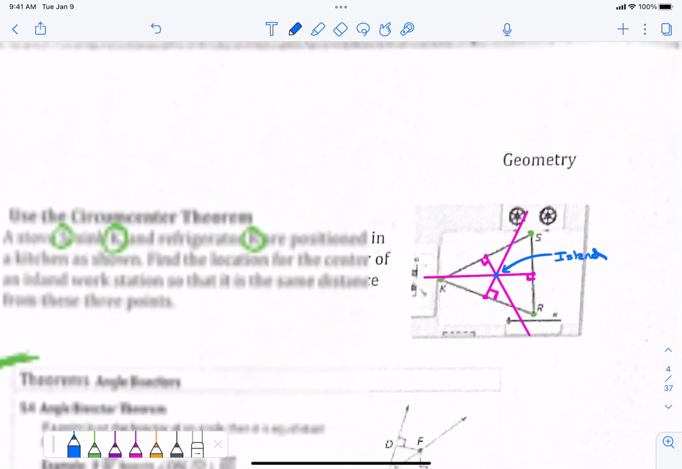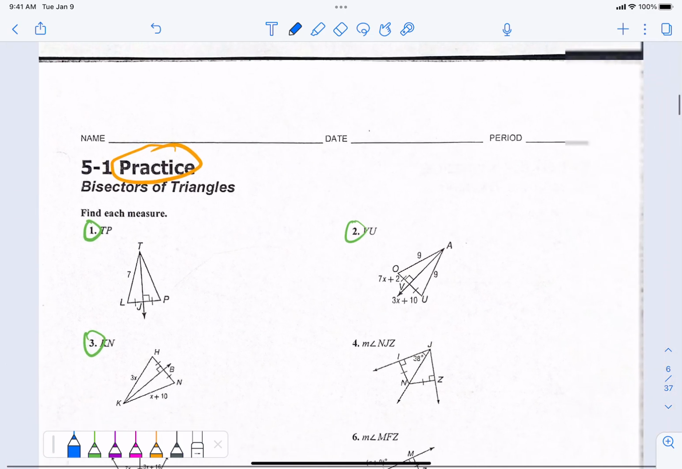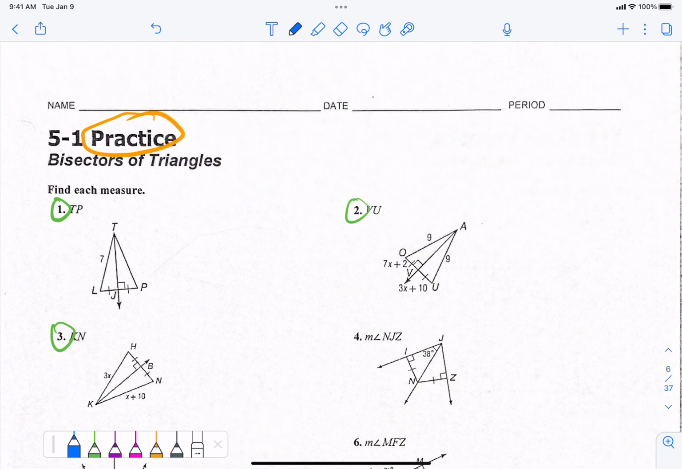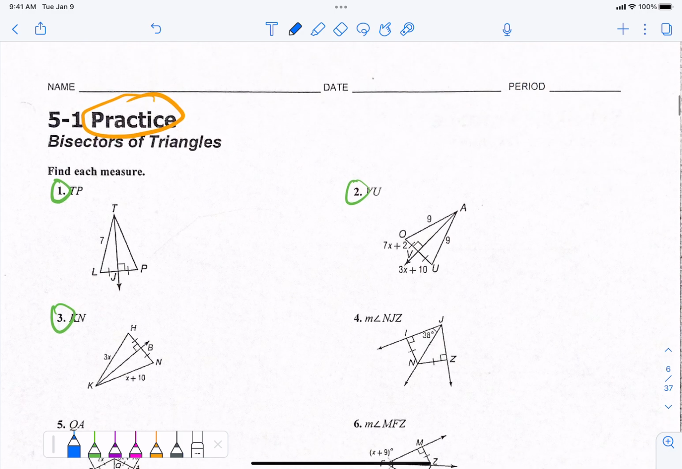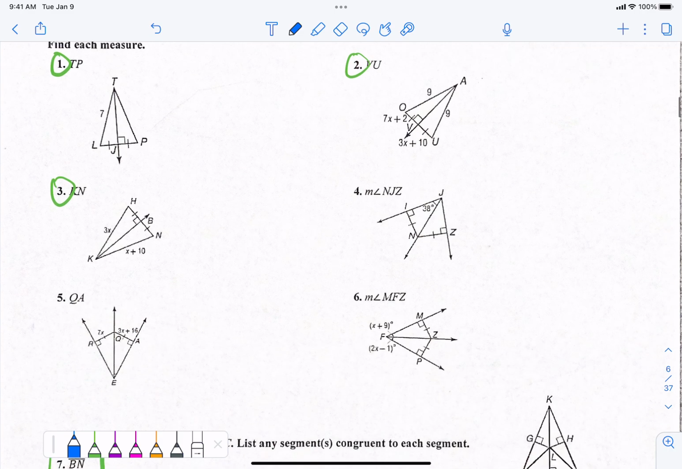Okay, your homework assignment, we're going to stop notes there. We're done for the day. But your homework assignment is we're going to do all of them eventually. So after tomorrow or whatever day we come back, if we have a snow day tomorrow, we will do all of these problems. But the ones that involve circumcenter on practice side are 1, 2, 3, and 7 and 8.